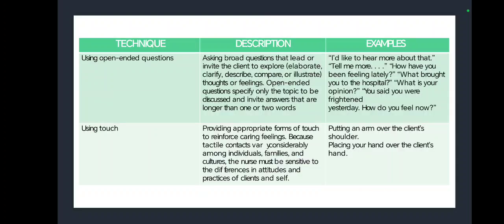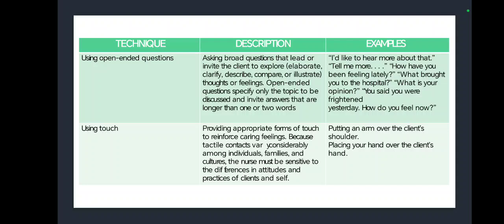Okay. Next, using open-ended questions, asking broad questions that lead or invite the client to explore, elaborate, clarify, describe, compare, and illustrate thoughts or feelings. Open-ended questions specify only the topic to be discussed and invite answers that are longer than one or two words. For example: I'd like to hear more about that. Tell me more. How have you been feeling lately? What brought you here to the hospital? What is your opinion? You say you were frightened yesterday. How do you feel now? These are just examples of using open-ended questions.